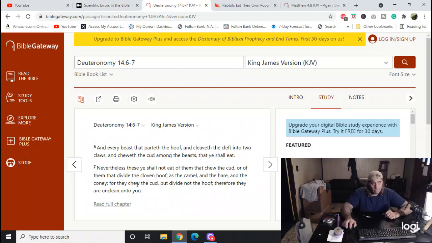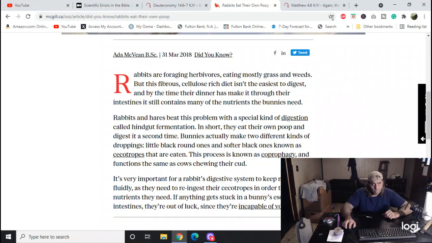Now, the rabbit, however, doesn't. What does a rabbit do? Rabbits are foraging herbivores, eating mostly grass and weeds, but this fiber cellulose-rich diet isn't the easiest to digest, and by the time their dinner has made it through their intestines, it still contains many of the nutrients the bunnies need. Rabbits and hares beat this problem with a special kind of digestion called hindgut fermentation. In short, they eat their own feces and digest it a second time.